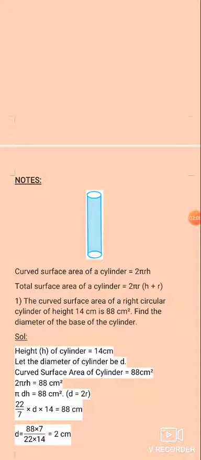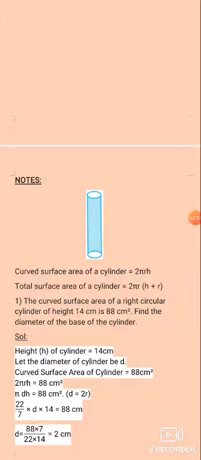Now listen carefully. What is the condition given here? The height of the cylinder is 14 cm. Next one is what? The curved surface area is 88 cm square. So we can take the diameter of the cylinder be d. Now what is the equation of curved surface area? 2 pi r h, which is equal to what? 88 cm square given. Now twice of the radius is what? The diameter. So we can change that equation as pi into d into h is equal to 88 cm square.